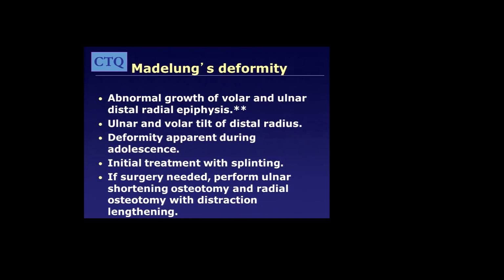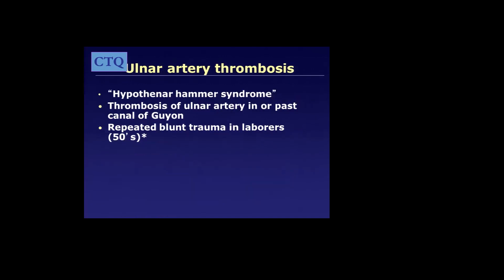Finally, a Madelung's deformity is an abnormal growth arrest of the volar and ulnar aspect of the distal radial epiphysis. You get ulnar and volar tilt of the radius. The deformity is typically not seen until adolescence. Initially, you treat with splinting, and if you need to do surgery, then ulnar shortening osteotomy is the way to go because, again, the ulna is growing normally, so it becomes more prominent in the wrist, or a radial shortening osteotomy or distraction lengthening.